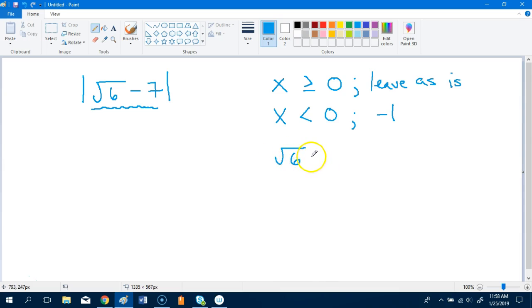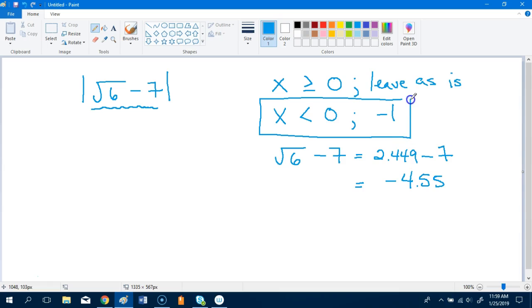Square root of 6 minus 7 is equal to, and then I just do it on my calculator. 6 is not a perfect square. The square root of 6 is 2.449 and a bunch of decimals. So not perfectly whole number. And then we're going to subtract 7 from that, and using my calculator, I get -4.55. So that means that my value of the expression is less than 0.